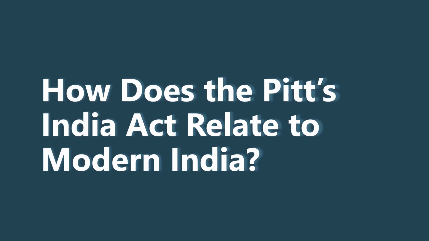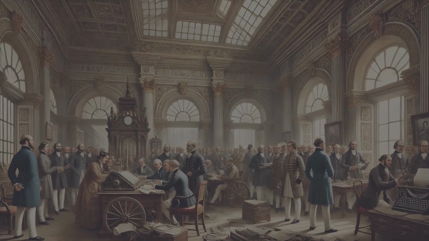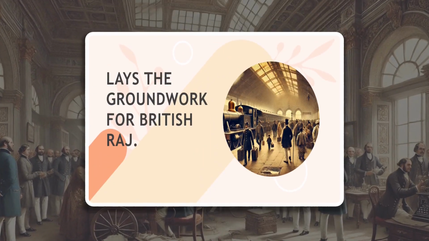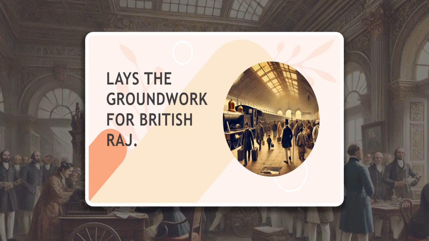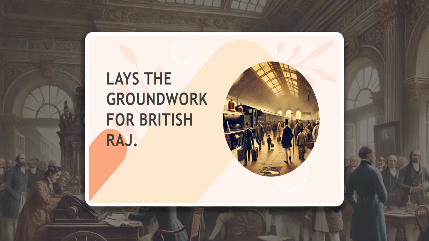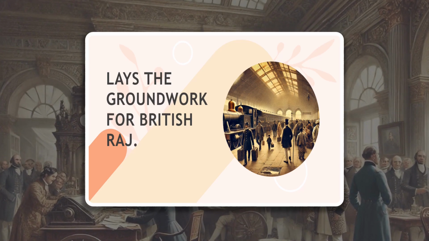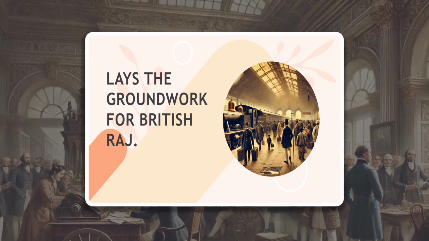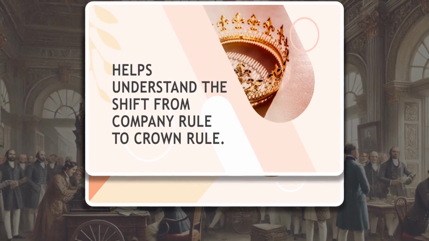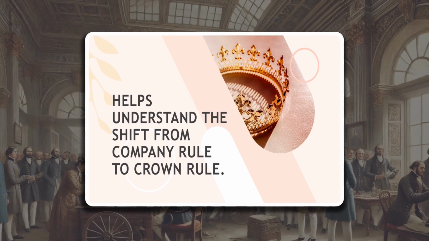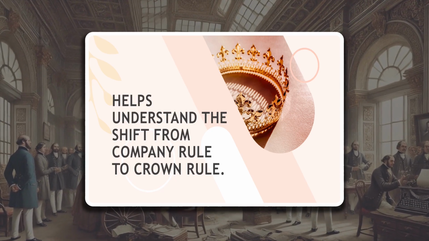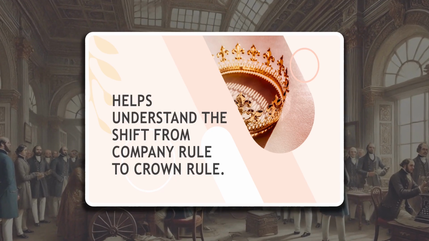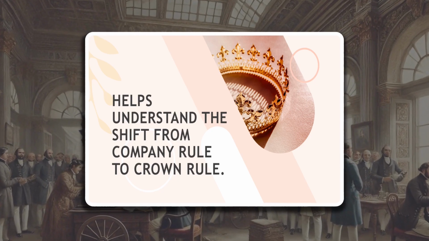How does the Pitt's India Act relate to modern India? The Pitt's India Act laid the groundwork for the later development of the British Raj. By establishing the Board of Control and expanding the powers of the Governor-General, it set the stage for greater British involvement in India's administration. It's important to understand this shift in governance when studying modern India because it illustrates how colonial rule evolved from a trade-focused model to one based on direct control over the political and military aspects of governance.